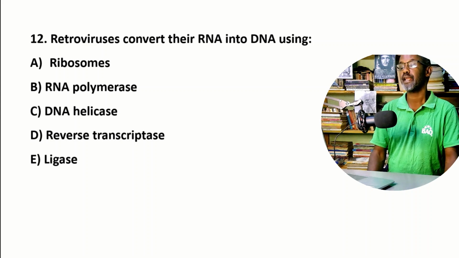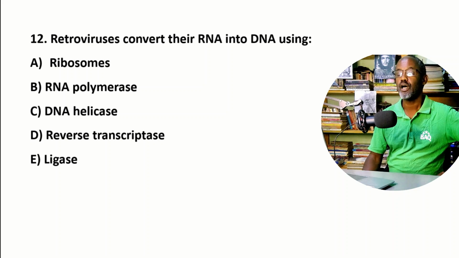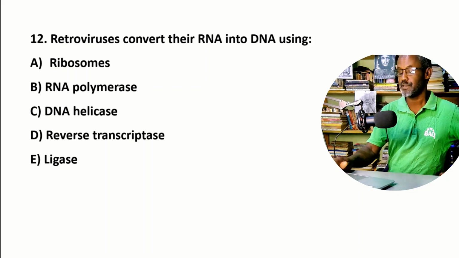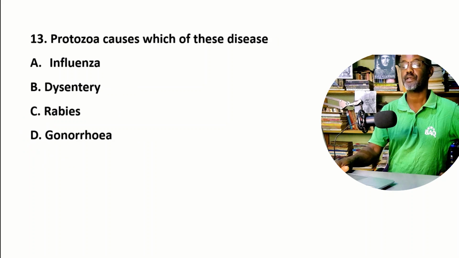Retroviruses convert their RNA into DNA using which enzyme? A. Ribosomes. B. RNA polymerase. C. DNA helicase. D. Reverse transcriptase. E. Ligase. Very simple question, trivial question. The answer is D. Reverse transcriptase.